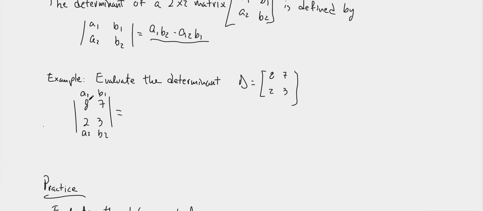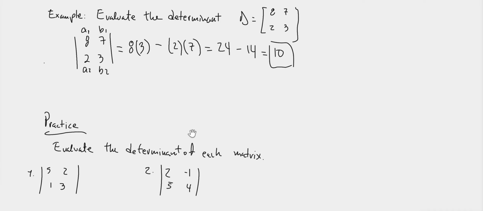Well, now that we have identified what A1, B1, A2, and B2 are, let's substitute these values into the formula. So that will be 8 times, because they're next to each other, that implies multiplication, so it's 8 times 3 minus 2 times 7. And we know that 8 times 3 is 24, minus 2 times 7 is 14, and that gives us 10. And there you go, that's the determinant for this 2 by 2 matrix.